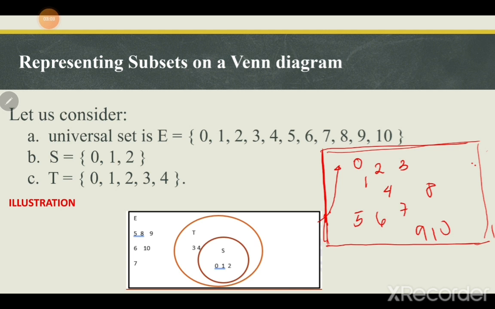When you look for your set S, you will notice that this is it, right? This is your subset 0, 1, 2. And then we have your subset T, wherein you have 0, 1, 2, 3, 4. This is the representation of a universal set containing subsets. So what are our subsets? We have 0, 1, 2, and 0, 1, 2, 3, 4. Okay?